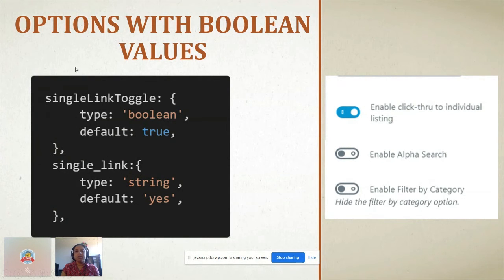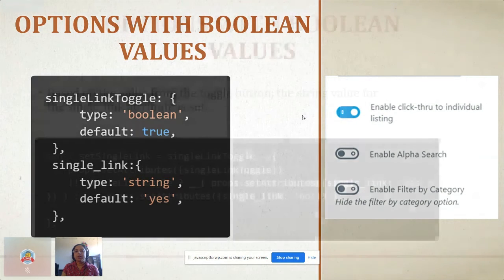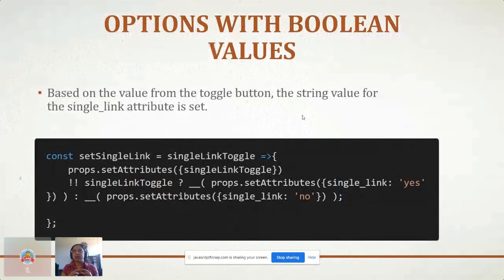So for that reason, I created another variable in the block. This doesn't exist in my shortcode. This only exists in my block. And I created it as a Boolean. And obviously the default was true, because the single link default was a yes. And for this, I set the default to be true. So for this single link toggle button, now I could add a toggle control in my inspector controls. Then switching it on or off would give me a true or false for that toggle value.